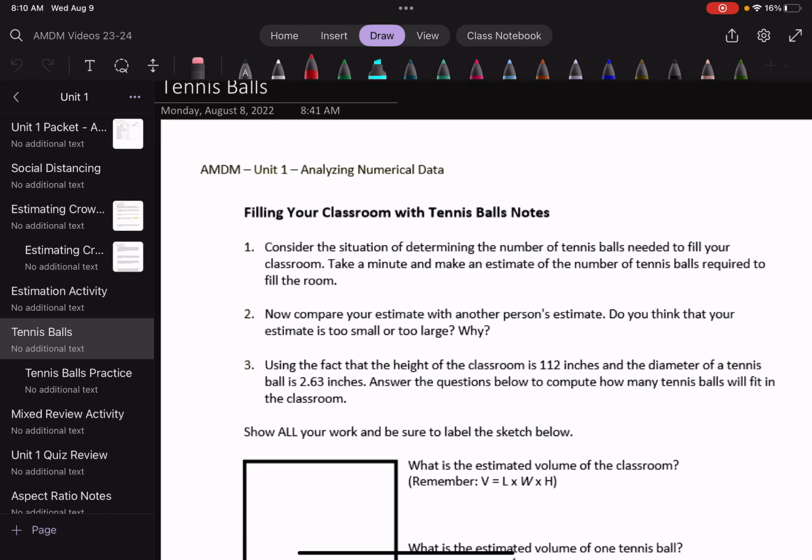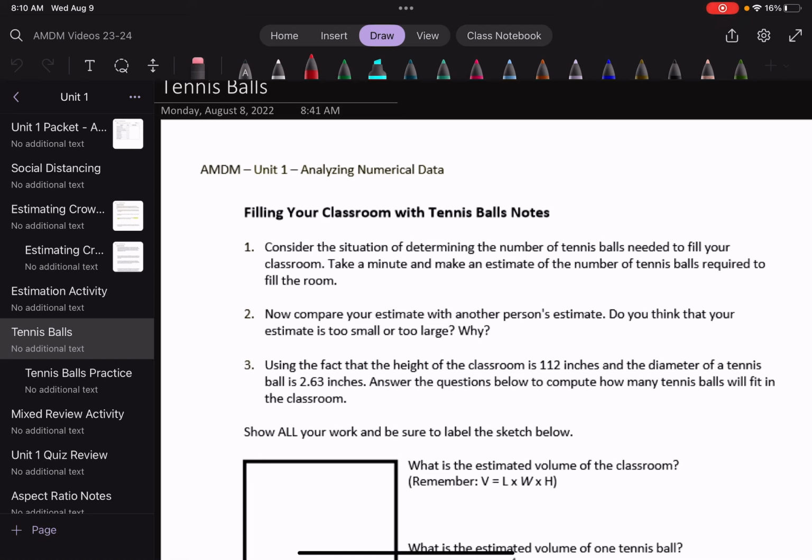So we're looking at our tennis ball notes. We're going to focus on capacity today, and the goal is to figure out how many tennis balls we can fit inside a classroom. So here is where we're going to start off. We're going to consider the situation of determining the number of tennis balls needed to fill a classroom.